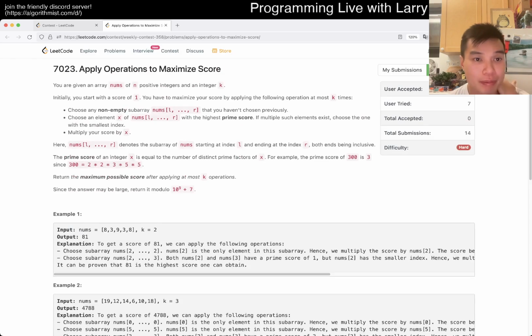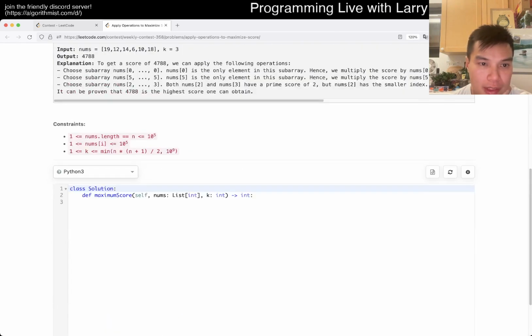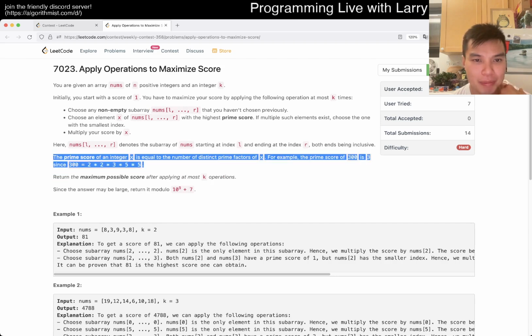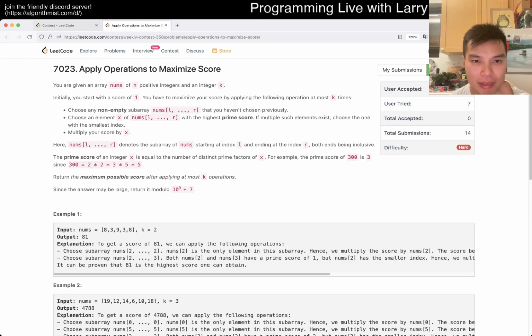Alright, what am I? K times, what is K? K could be something big. Oh, okay, K could be something big. What's a prime score? They should define this first. Okay, okay. Smaller than that. Yeah, mod.